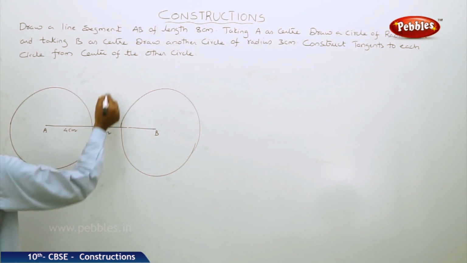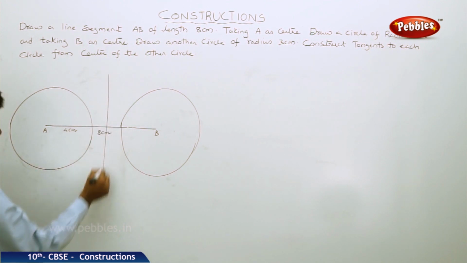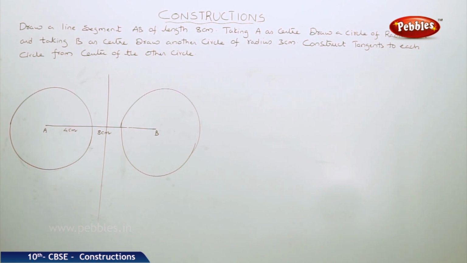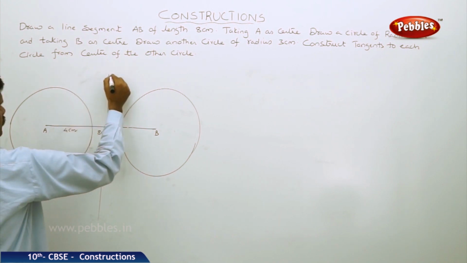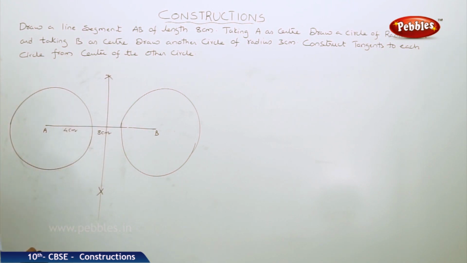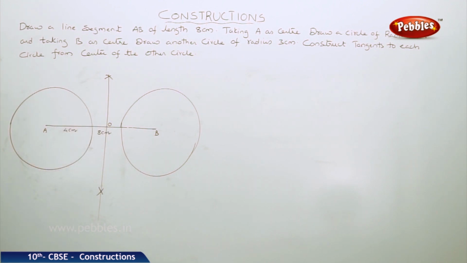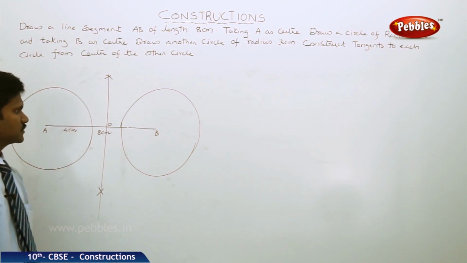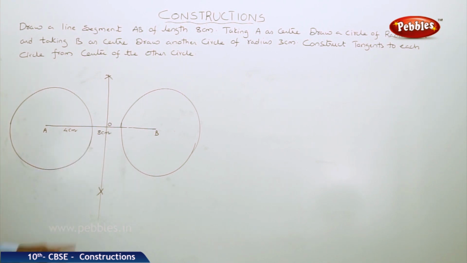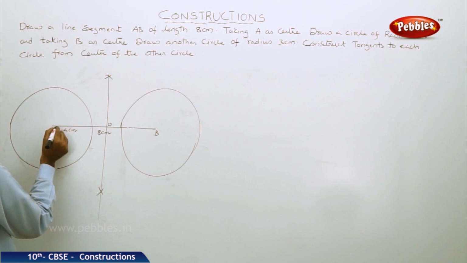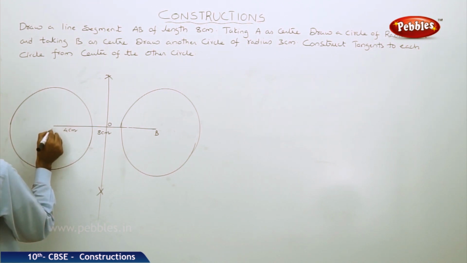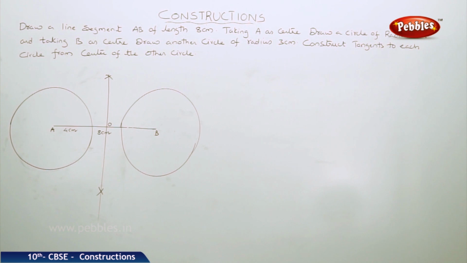Now draw the perpendicular bisector of AB, which touches AB at O. Now taking OA as center and OA as radius, draw a circle.